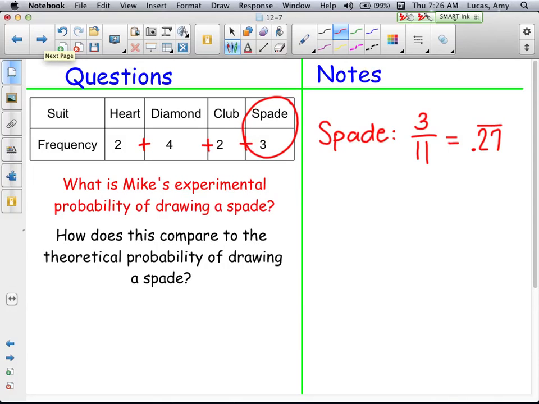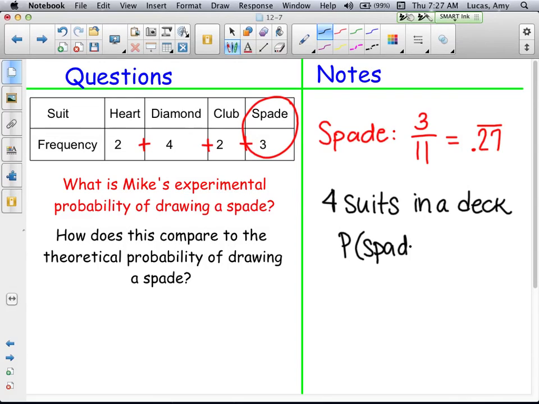How does this compare to the theoretical probability of drawing a spade? Well, there are 4 suits in a deck of cards, and there's an equal number of cards for each suit. So I would say the probability of getting a spade, theoretically, you could say there are 13 cards out of 52 that are spades, and that reduces to 1/4, or 0.25. So his results are very close to what we would expect.